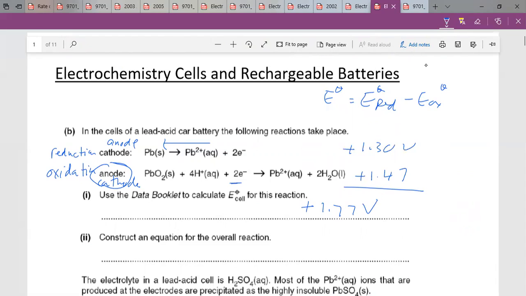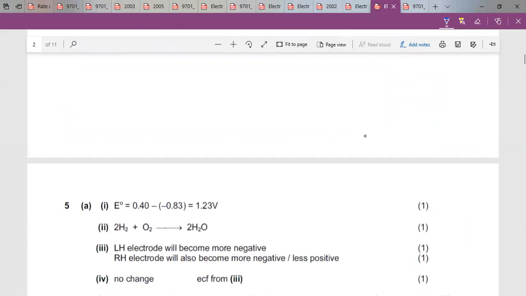So the overall equation is very simple. Just cancel, just add. Include the states, since they put the states, PbO2 solid. Cancel this one here. I put the plus 4H+ here to give you equals 2Pb2+ plus 2H2O liquid. Okay, all right, let's see whether I got the answer here.